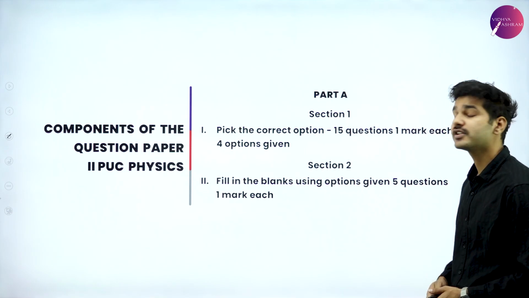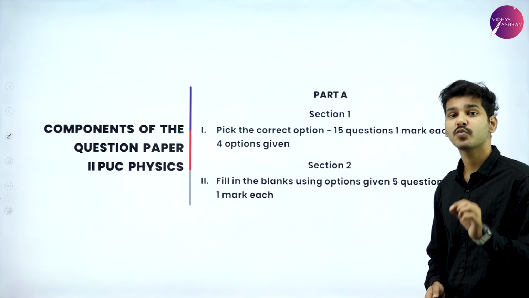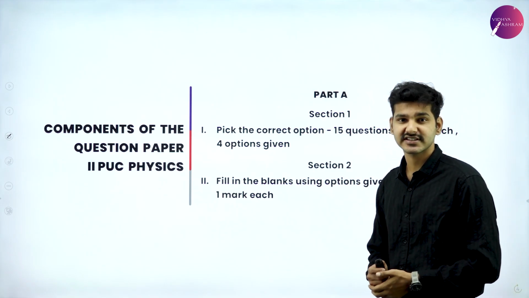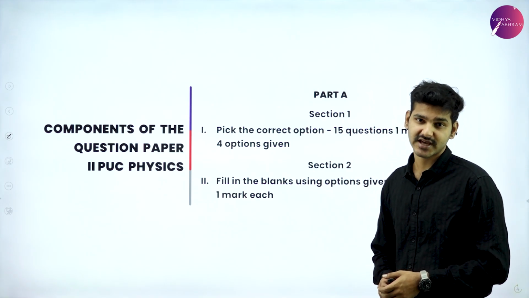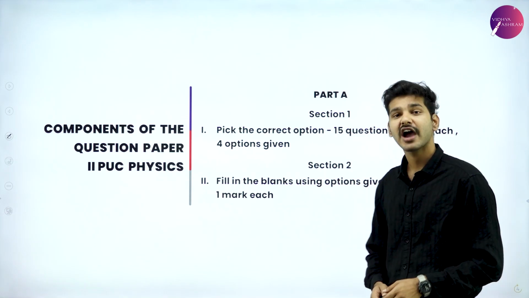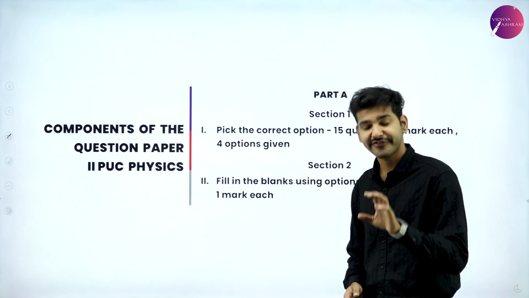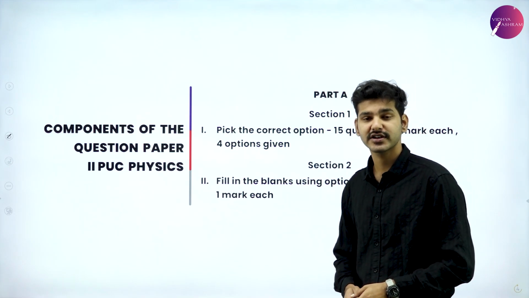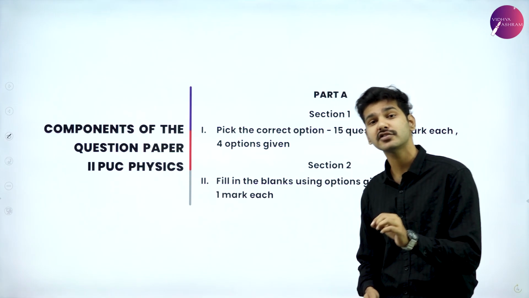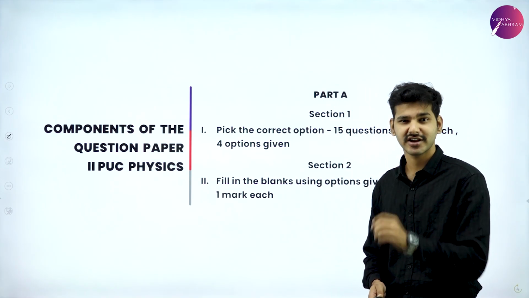The first section will contain 15 questions, which are MCQs. You will be given MCQ questions and you'll have to pick the correct choice for that question. Each question will be awarded 1 mark. After the 15 MCQs, 5 questions will be given in the format of fill in the blanks. The options will be given above and you'll have to choose the correct option and write the answer down.